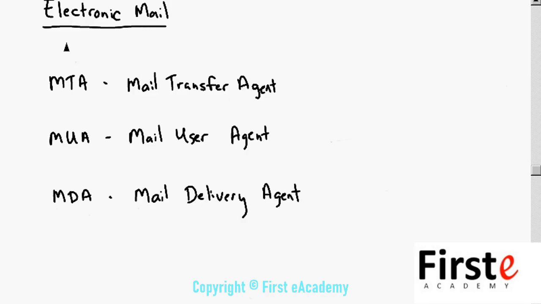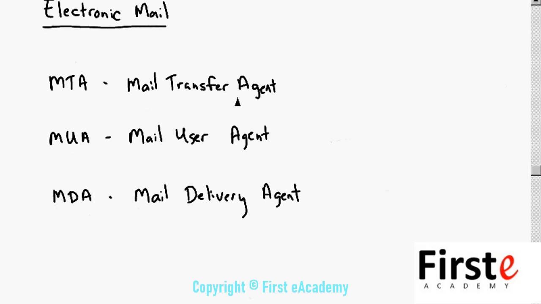Let's just start by talking about some acronyms that are common for describing the electronic mail process, just to make sure that we're all on the same page here. The first thing here is the MTA, or the Mail Transfer Agent. This is the piece of the mail system that's responsible for transferring the mail from one system to another.